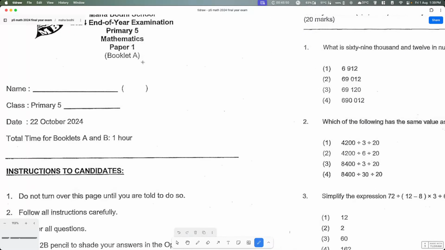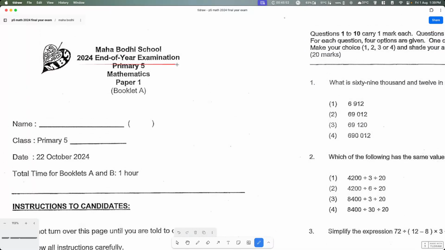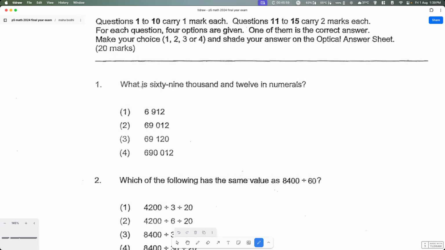In this video, we're going to go through the Maha Bodhi School 2024 end of year examination, Primary 5 Mathematics Paper 1. So let's get started on the first question.